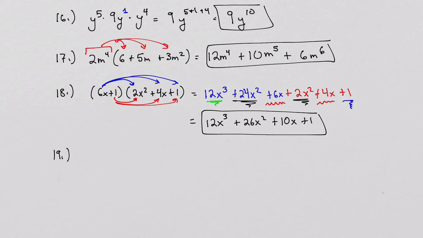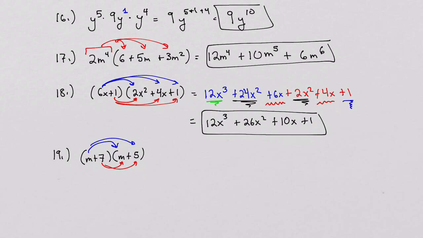19 is m plus 7 times m plus 5. And so once again, we've got to do our FOILing. So we're going to have to take the m from the first term and distribute it into both terms of the second. And then take the 7 and distribute it in as well, the two terms.